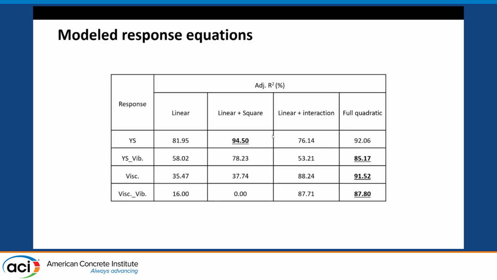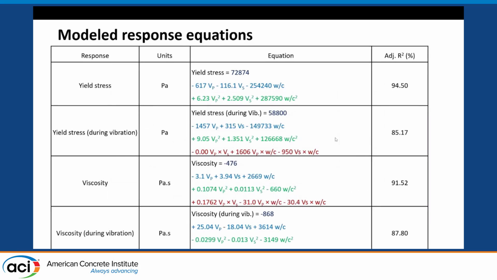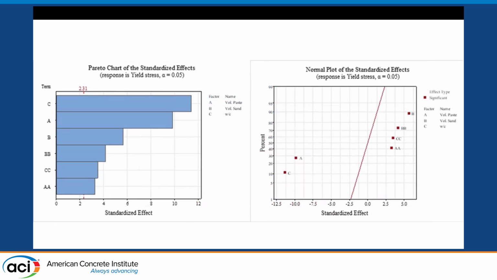Right? So for yield stress, it turns out I needed a constant term, linear term, and a square term, whereas for the yield stress during vibration and viscosity with and without vibration, it was a full quadratic equation. This is what the equations looked like, and what the adjusted R-square was. It was somewhere in the low 90s. And I used a statistical software called Minitab to crunch the numbers, and the software gives out these plots.